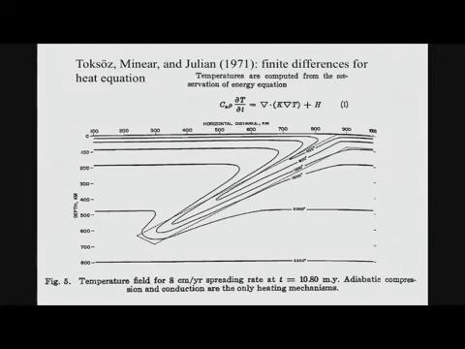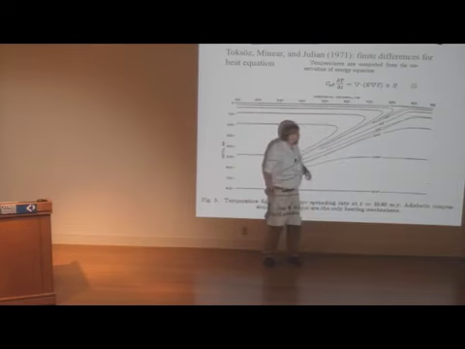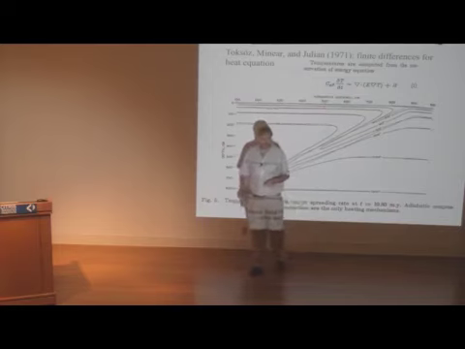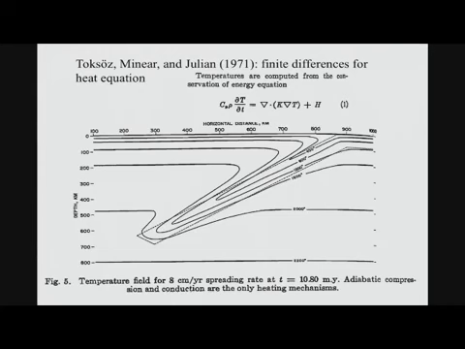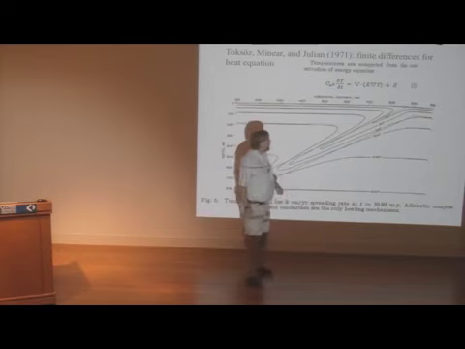So Minier and Tuxes set up a code that is a finite difference code where they solved the heat equation, time-dependent variation, the conductive term, and an internal heat generation term. And they created models like this. For those of you familiar with the heat advection diffusion equation, what is missing in that equation? There's an important term missing. Yeah, there's no advection. There's no advective term. There's no v grad T or phi T.